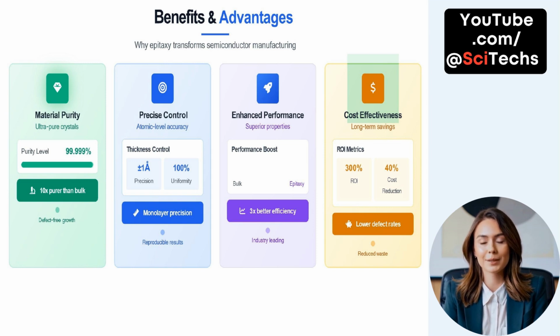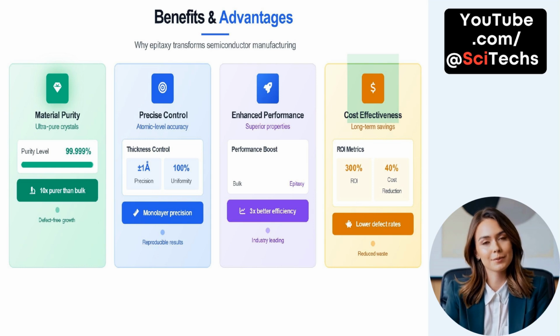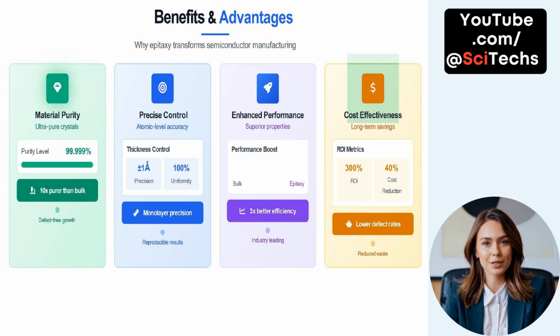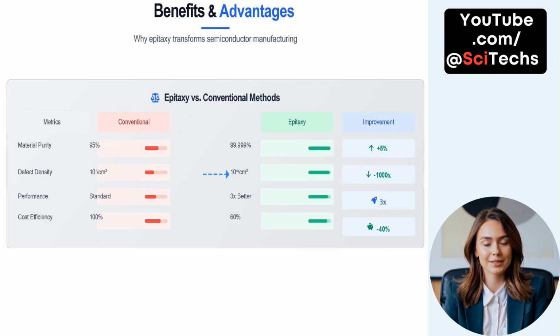Finally, epitaxy is highly cost-effective, with ROI metrics showing 300% returns and 40% cost reduction. The long-term savings are substantial. Lower defect rates also reduce waste, making epitaxy not only a performance enabler, but a sustainability and economic driver as well. Epitaxy versus conventional methods.